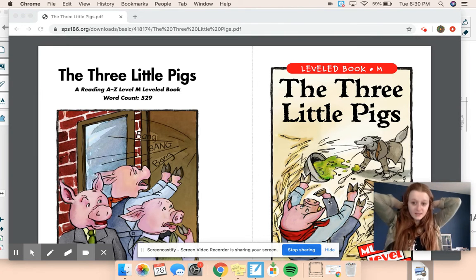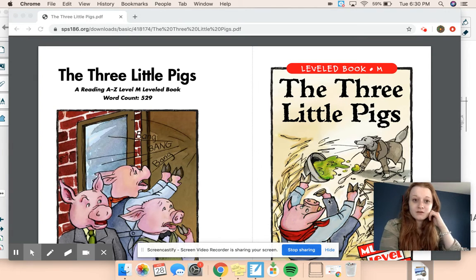Okay, today in language, we are going to be talking about putting a story in order and retelling a story in order. So we're going to take a look again at The Three Little Pigs as an example, and then we're going to do an example together. All right. This will really help you complete your homework.